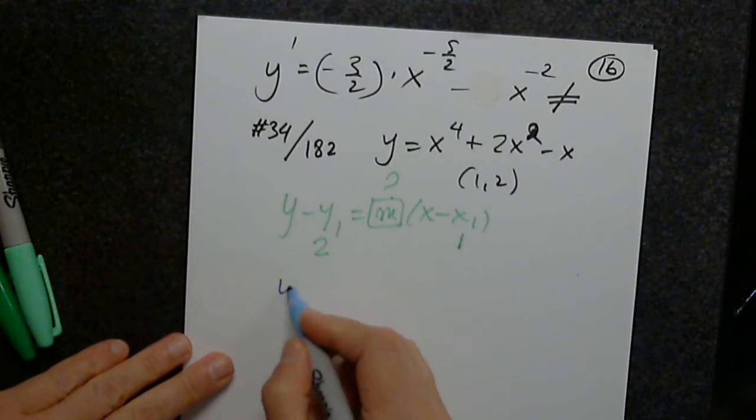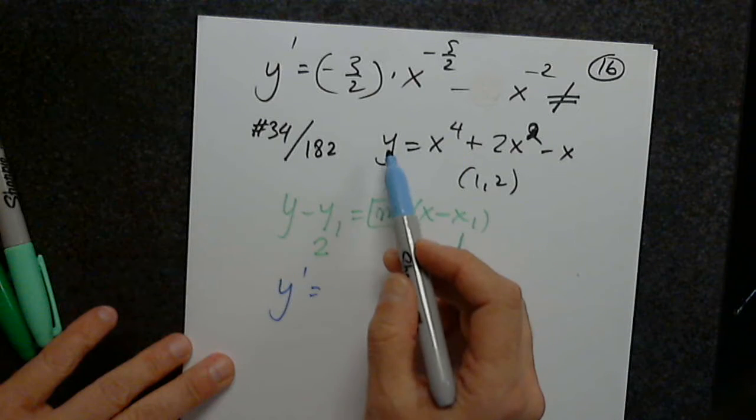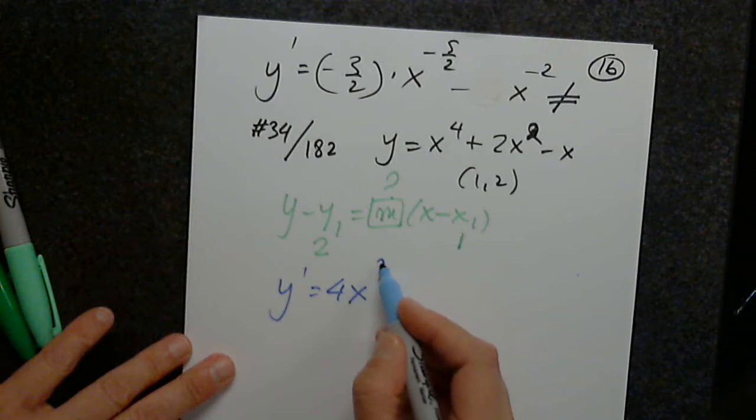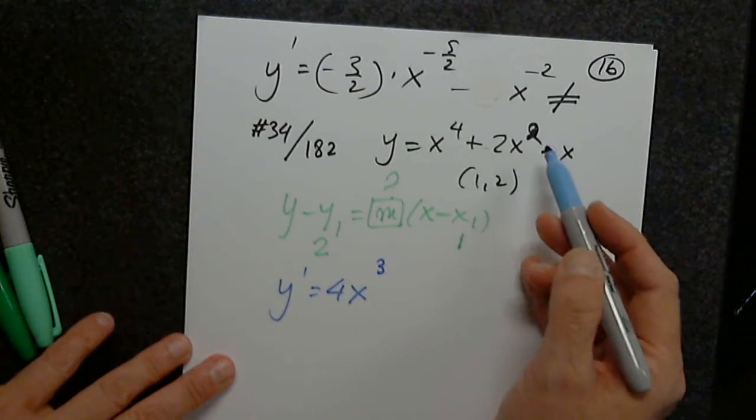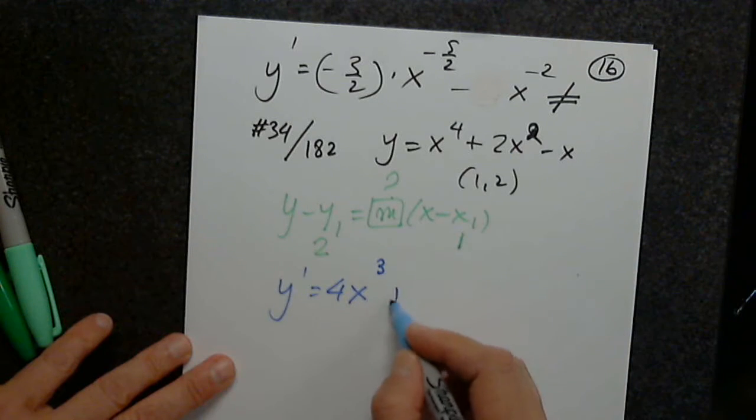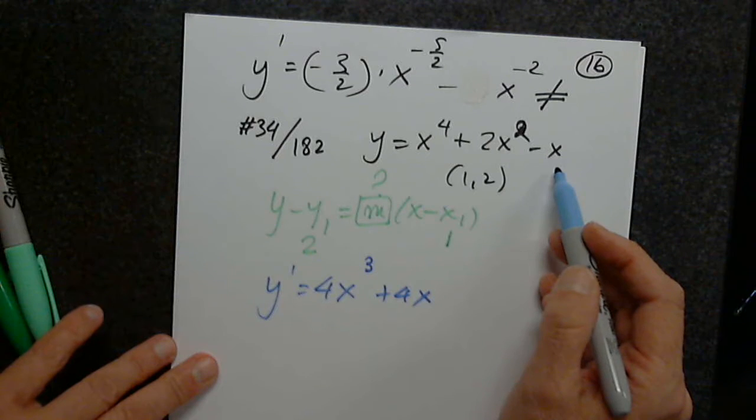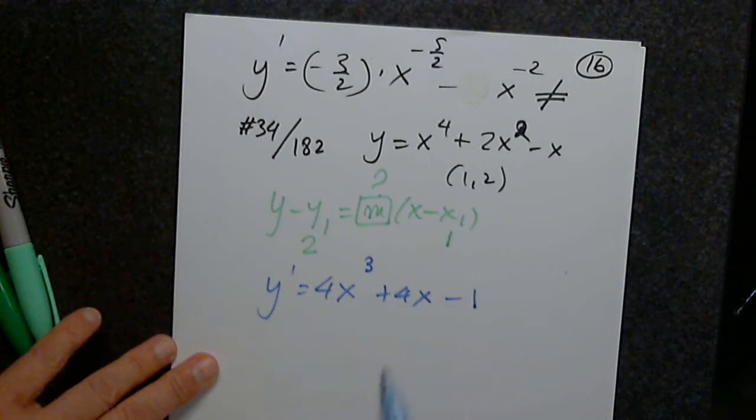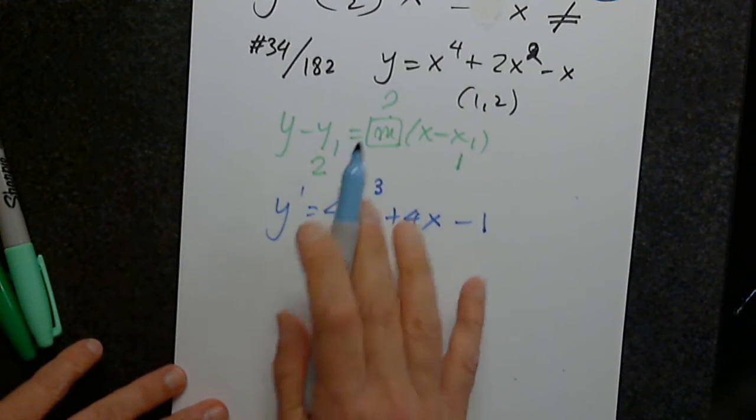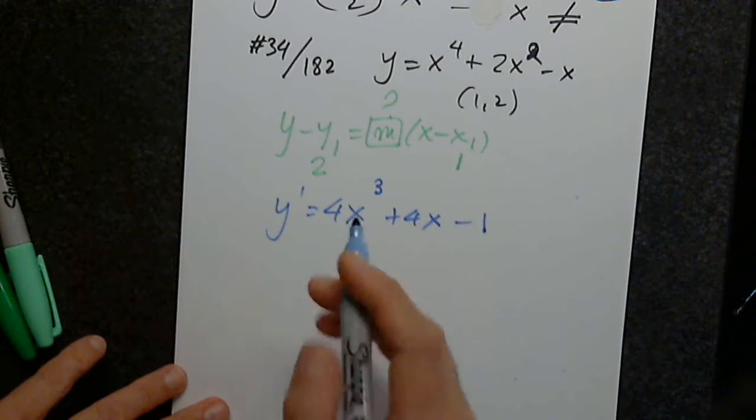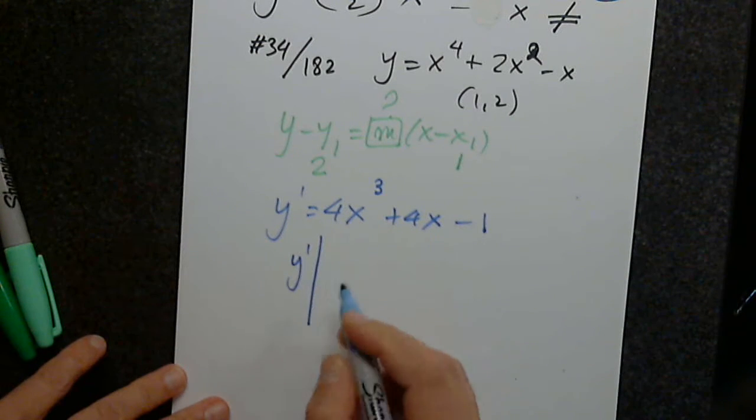So now how do I determine the slope? Very good. So let's find y prime. We bring down the power and we subtract 1 from the power. We bring down the power, multiply by 2, and subtract 1 from the power. And what is x prime? Very good. Now, we have several options here, but here is the option that I recommend.